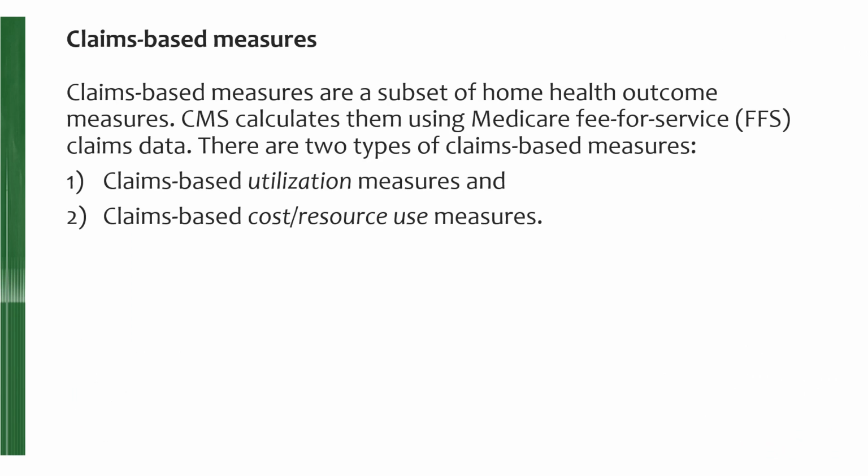Claims-based measures. These measures are a subset of home health outcome measures. CMS calculates them using Medicare fee-for-service claims data. There are 2 types of claims-based measures. First, claims-based utilization measures, and the other one is claims-based cost/resource use measures.